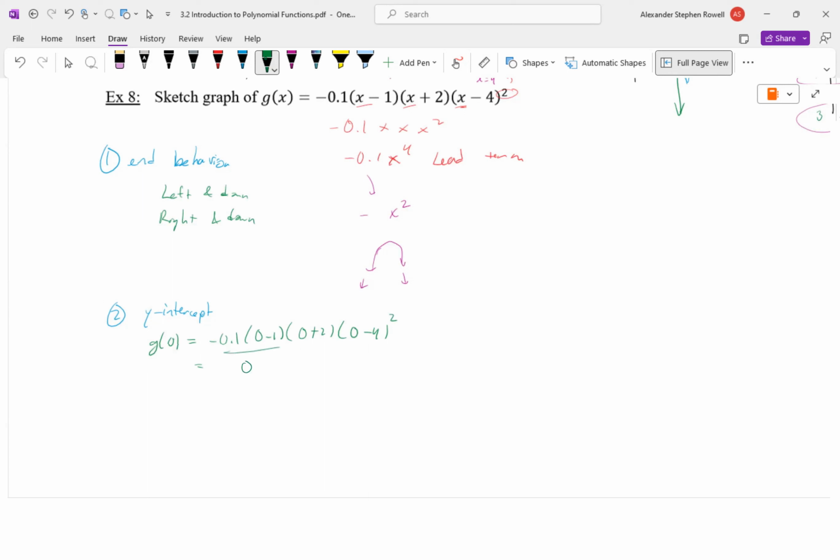Negative times negative is positive: 0.1 times 2 times 16. Did I calculate that? Okay, it's 3.2. So the y-intercept is (0, 3.2).